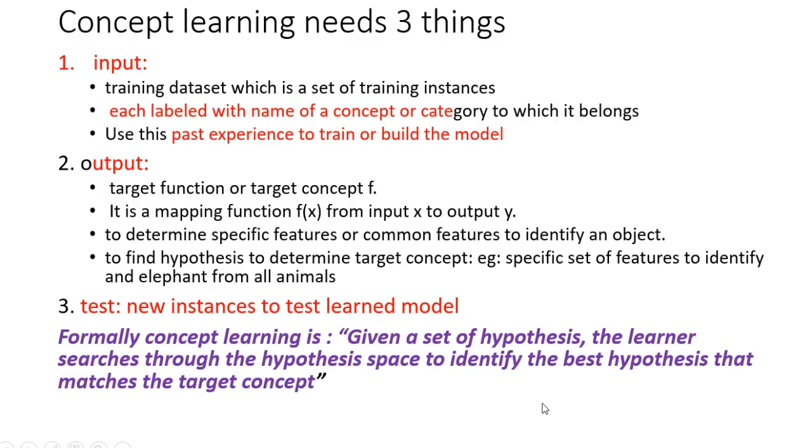So the formal definition of concept learning is, given a set of hypotheses, the learner searches through the hypothesis space to identify the best hypothesis that matches the target concept. We have discussed what the hypothesis space is in the last 2-3 sessions. So basically concept learning is all about how the learner searches through the hypothesis space to get the best hypothesis that matches the target concept.